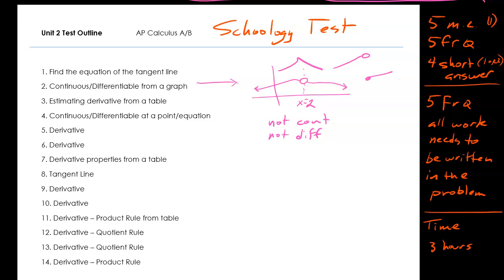Does somebody have a question on one of those, or are you not sure of something? Would it be continuous and differentiable? Yes. If I asked you any other x value on this same picture, every other x value would be both continuous and differentiable, because if it's a normal, smooth line, it's both.